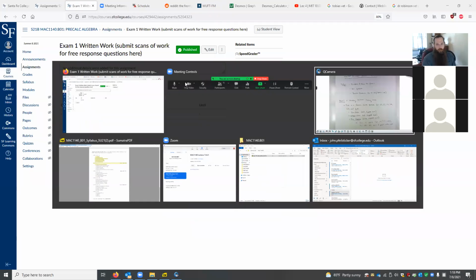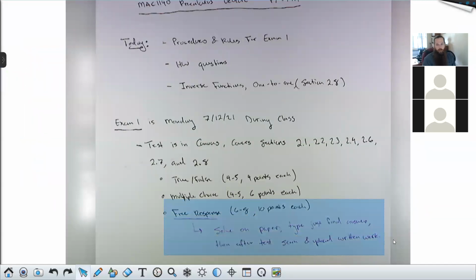The credit for the free response problems comes from the written work. The typed final answer that you give is worth like 2 out of the 10 points. The other 8 out of the 10 points come from your written work. So it's important that your written work is legible and that the scan is readable, right? So look at your scans before you submit them. Some advice on how to get good scans, I'll share that with you in a minute.